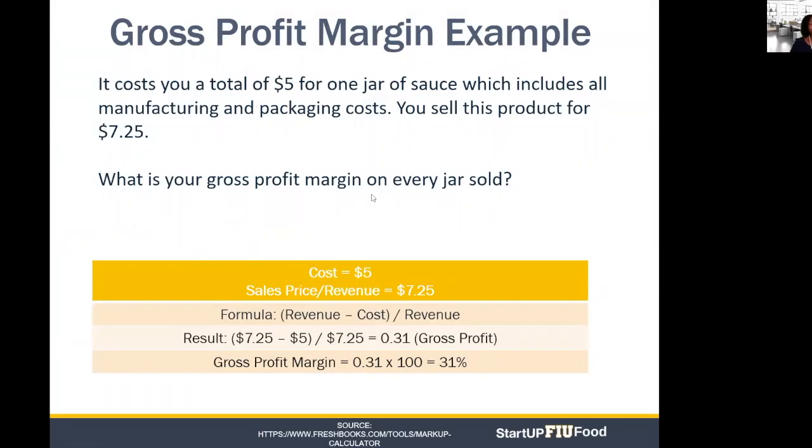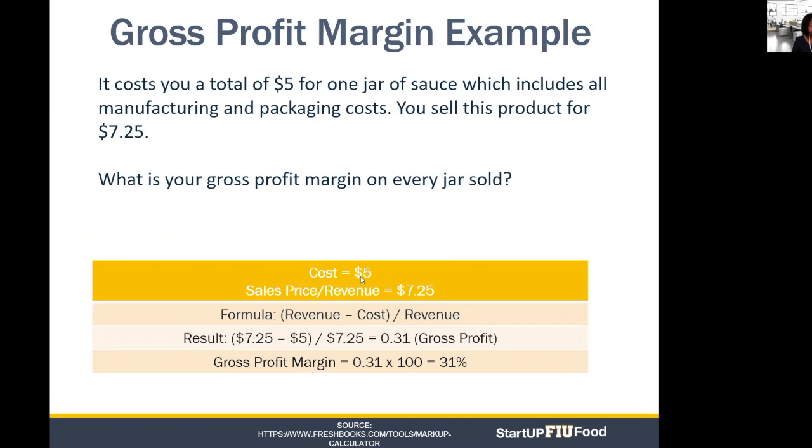So in this example, we are making jars of specialty sauce. It costs you a total of $5 for one jar of sauce to make, which includes all the manufacturing and packaging costs. I think Elise asked me about that. In this particular example, the $5 includes the manufacturing as well as the packaging costs. And so you're selling this product for $7.25. What is your gross profit margin on every jar sold?